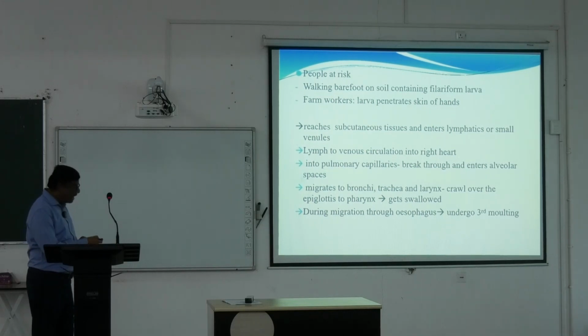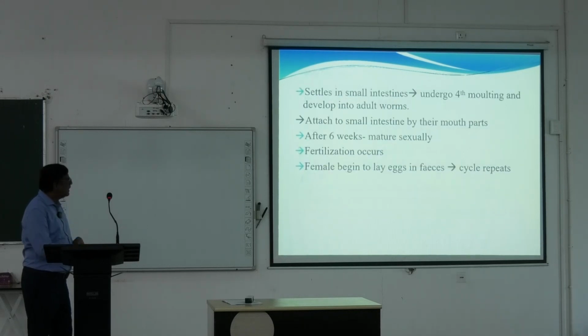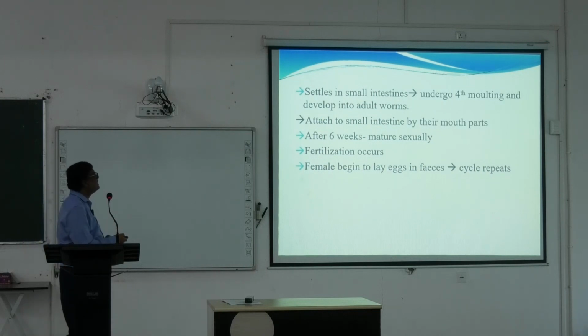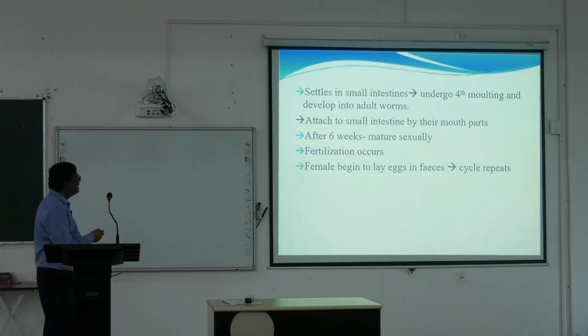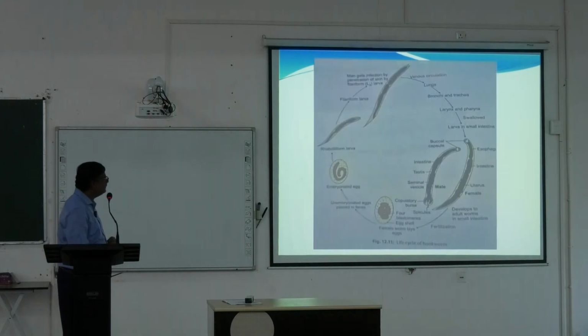So, this is the 3rd molting; the first 2 molts occur in the soil phase, and the 3rd molting occurs in the esophagus. The worm finally settles in the small intestine, undergoes the 4th molting and develops into an adult worm. Attached to the small intestine by their mouth parts, after 6 weeks they mature sexually, fertilization occurs and the female lays eggs, and then ultimately the cycle repeats.